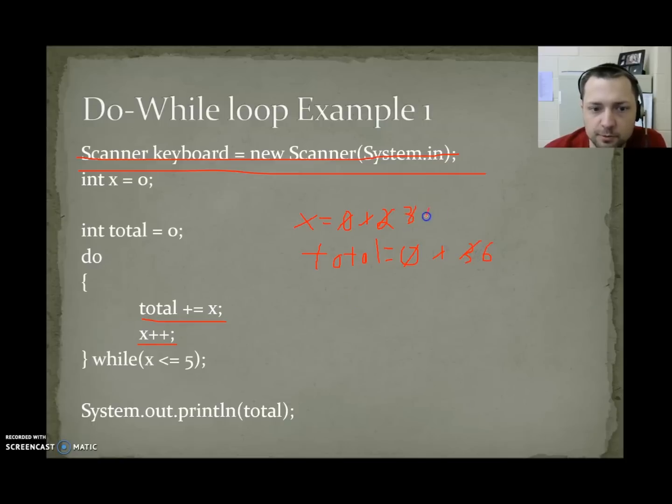Then x becomes a 4 because of the x plus plus. Is 4 less than or equal to 5? Yes. We come back around. We add that to total. 10. X goes to a 5. Is that less than or equal to 5? Yes. So we add that to total, making 15. X becomes a 6. Is 6 less than or equal to 5? No. We're done. And then we print total, which would be 15, as our final answer.